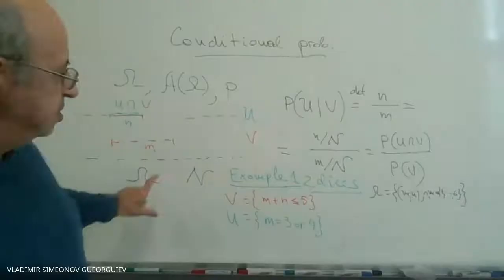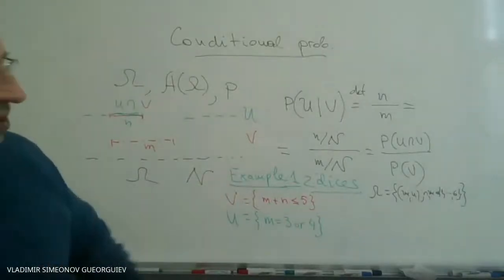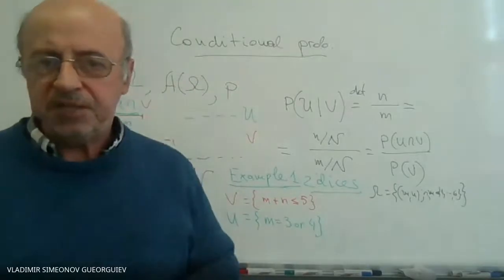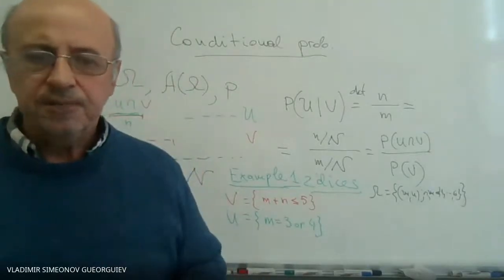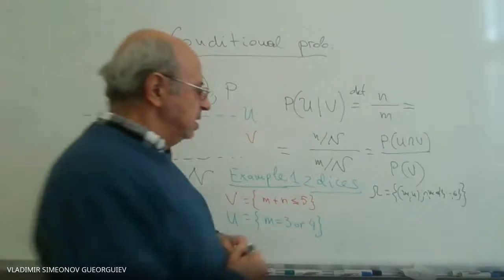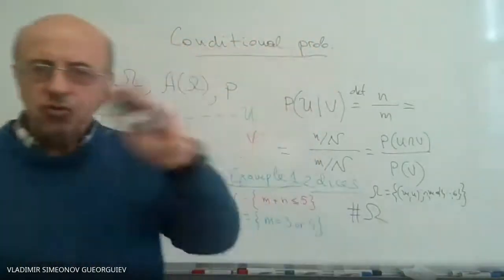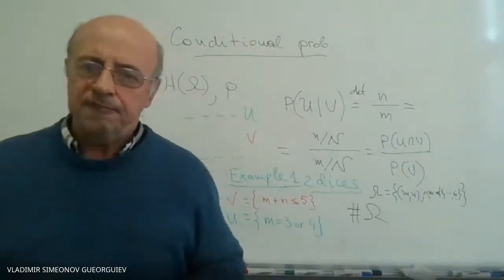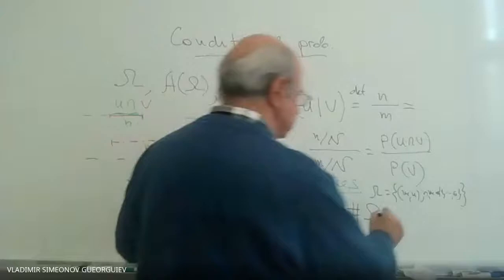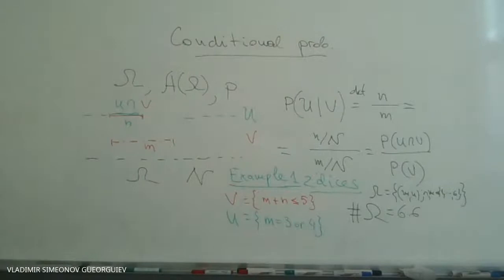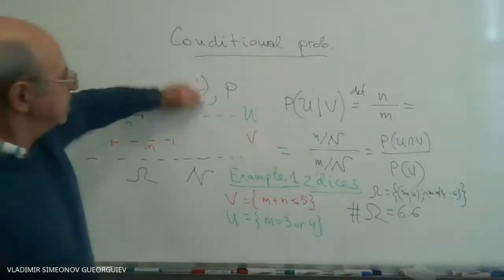I want to finish the example here and discuss. How many elements has omega? If we take all possible exits, last time we computed this. What is the cardinality of omega? When you draw 2 dice, how many exits do you have? 36. This is 6 squared. Okay. How many elements has the set V? You can compute.